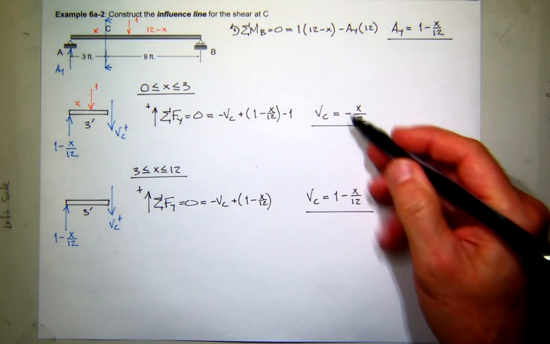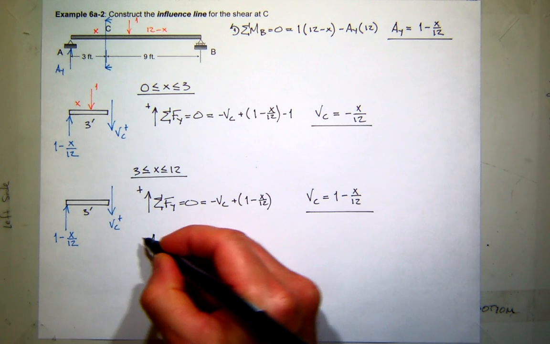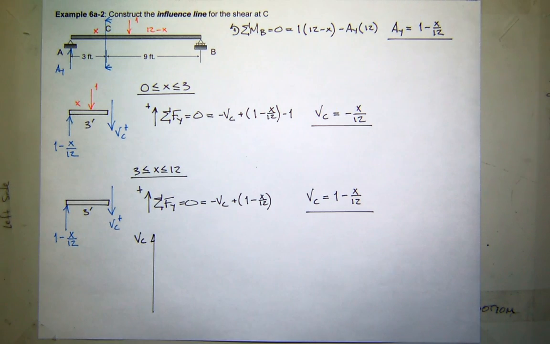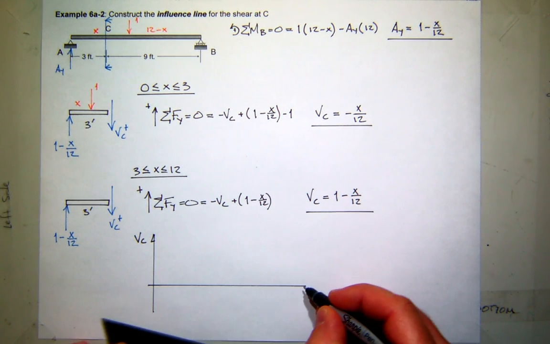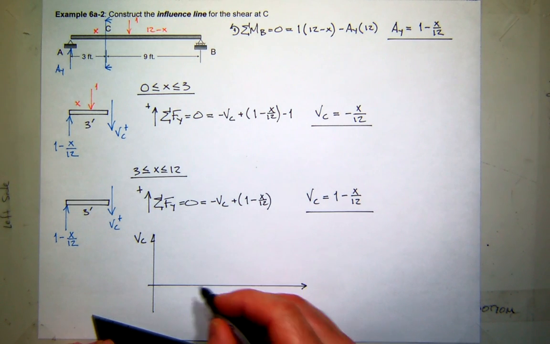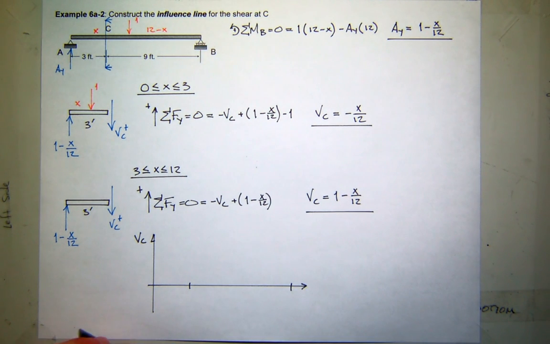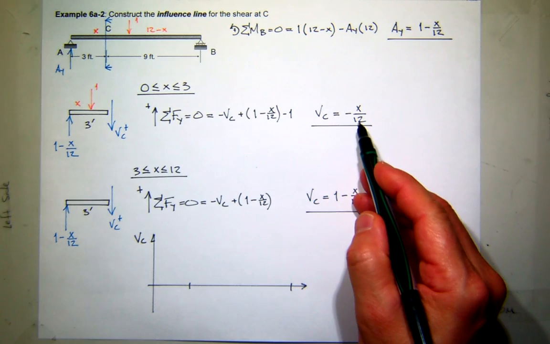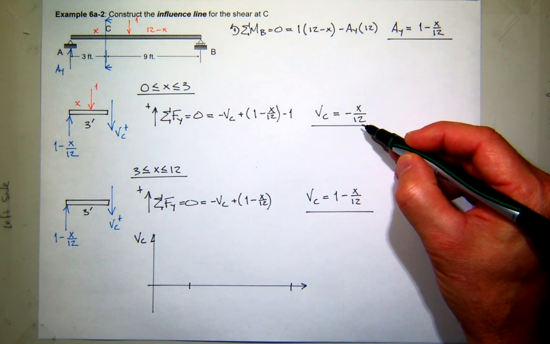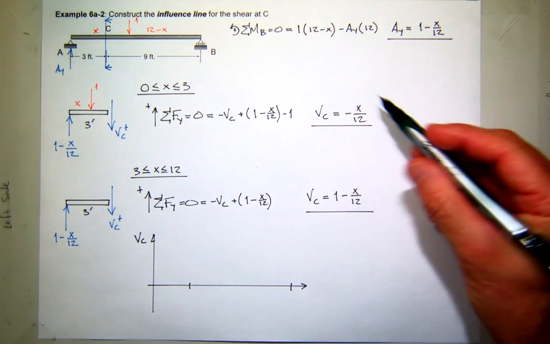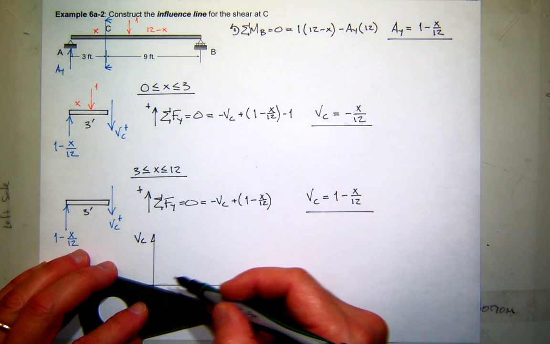All I have to do is plot these two things. So I'll do it. Remember, we're finding the shear at C, and we're going to plot that as a function of the position of the moving load, which is 3 and 12. So from 0 to 3, it's this value. At x equals 0, what do I have? 0. At the other end, where x is equal to 3, I have negative 3 over 12, which is negative 1/4.